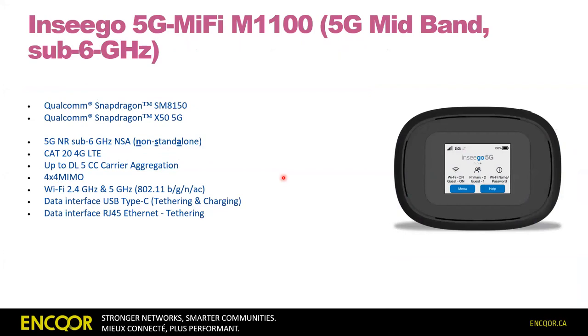Next one, Inseego 5G MiFi M1100. It's 5G mid-band sub 6 gig. It's using Qualcomm Snapdragon SM8150 and Snapdragon X50 5G. And this is the specification. The one thing about it that we mentioned to the SMEs is that this supports Ethernet as well. It's USB-C, Wi-Fi, and Ethernet if you need Ethernet connectivity.